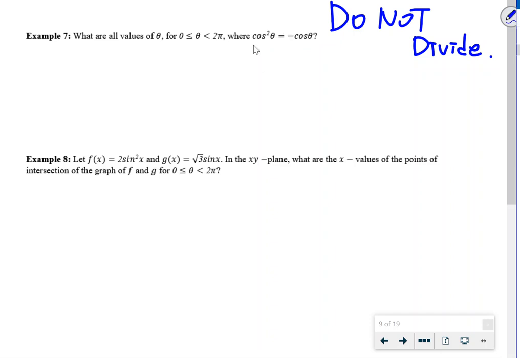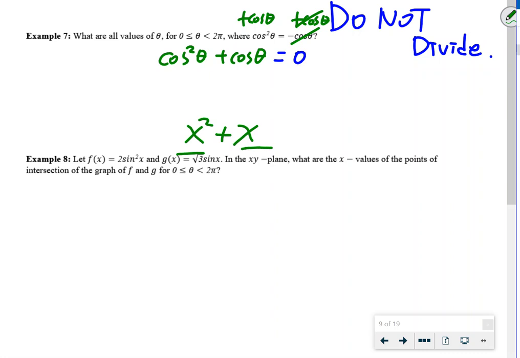Do not divide. Rather, I want you to make this into 0 on one side. Meaning, I want you to add cosine theta to both sides. Then these two become 0. Then on the left side, I'm getting cosine squared theta plus cosine theta. Cosine squared and cosine to the first, you may not combine. It's like x squared plus x. Can you combine these two? No, you may not. But actually, you may factor this one out.